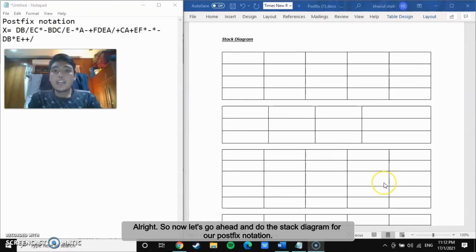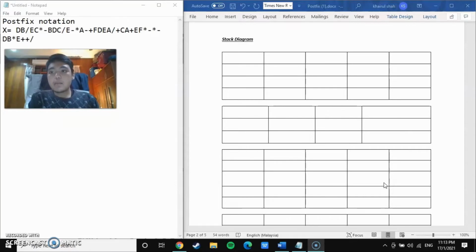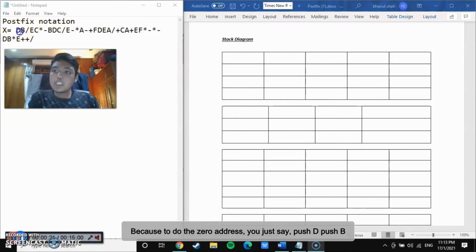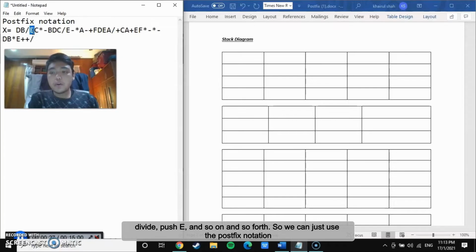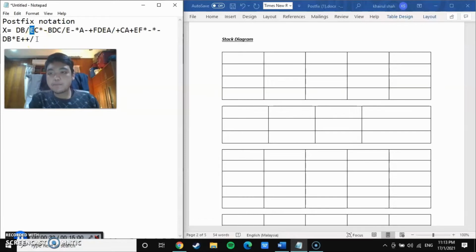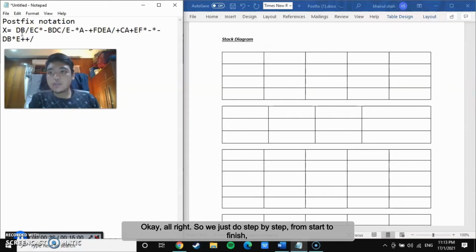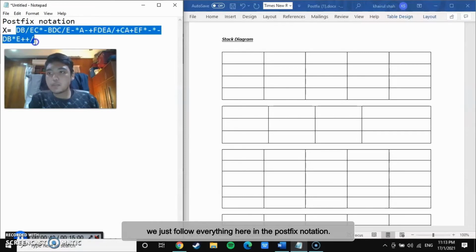Okay, alright, so now let's go ahead and do the stack diagram for our postfix notation. The stack diagram is actually based on our zero address. And as we all know, the zero address is actually just the postfix notation, because to do the zero address, you just say push D, push B, divide, push E, and so on and so forth. So we can just use the postfix notation to do our stack diagram. We just do it step by step from start to finish, following everything here in the postfix notation.